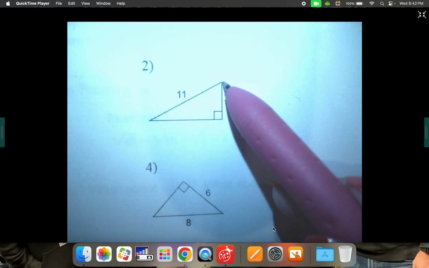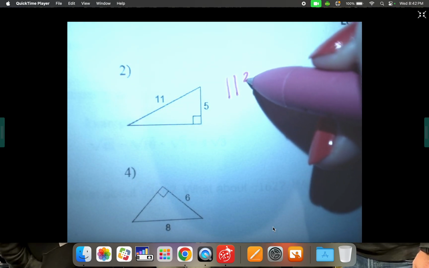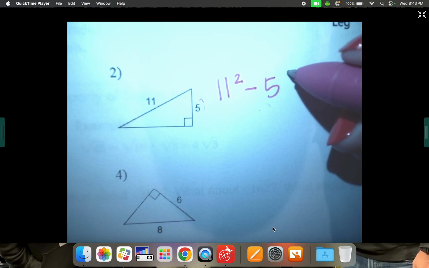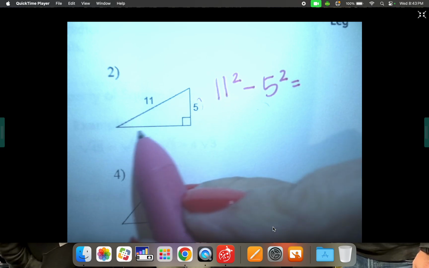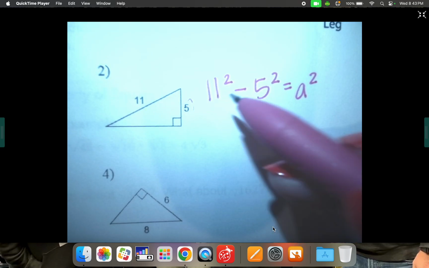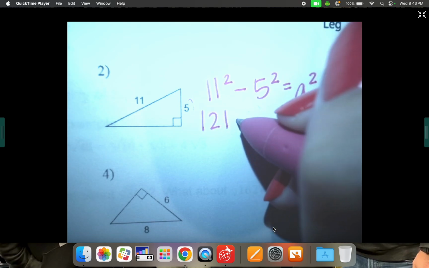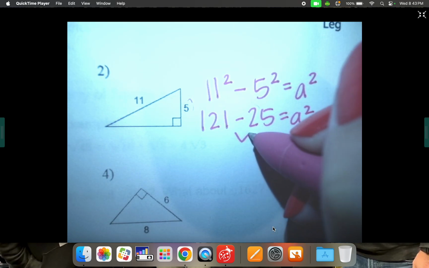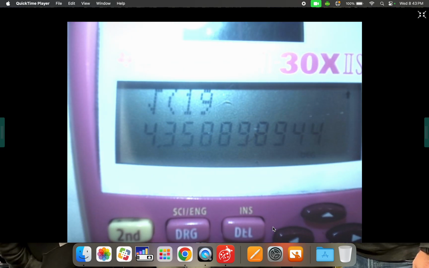So again, you have the hypotenuse here on number 2. You have the long side. So we're going to take it and we're going to subtract the leg that we know. So we're going to subtract the 5 squared, and that will give us the missing leg side. I'll call this one A. Doesn't matter. 11 squared is 121. 5 squared is 25.